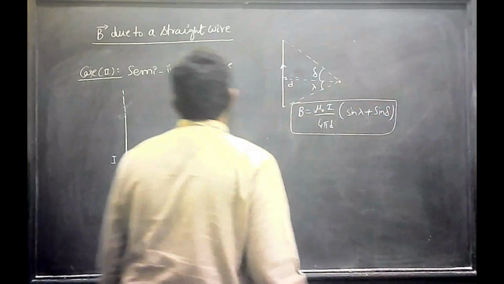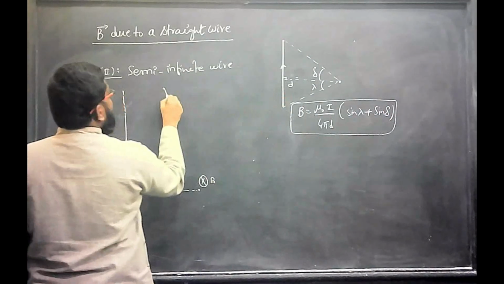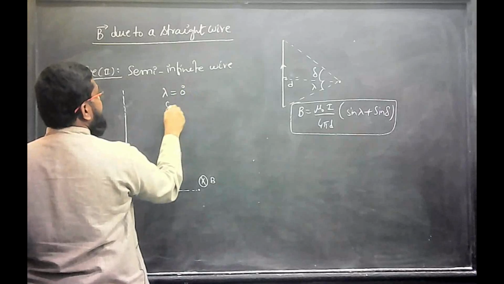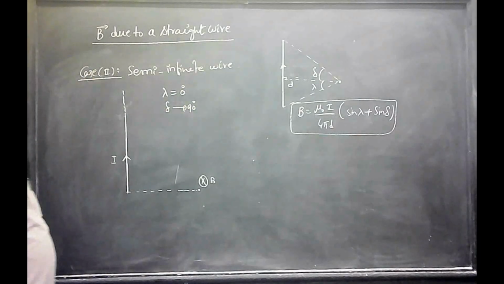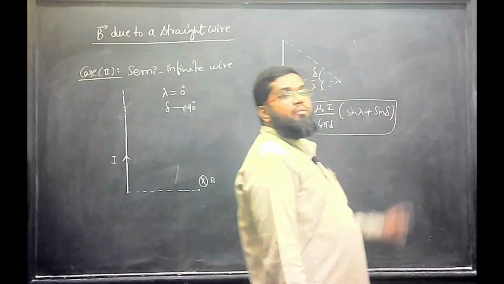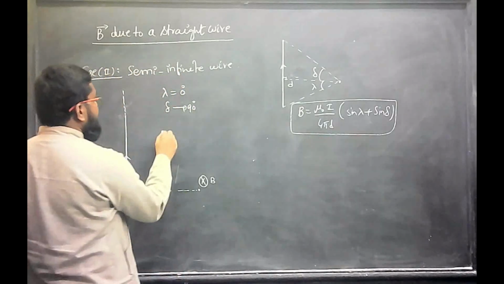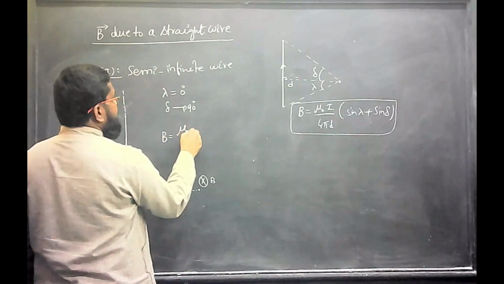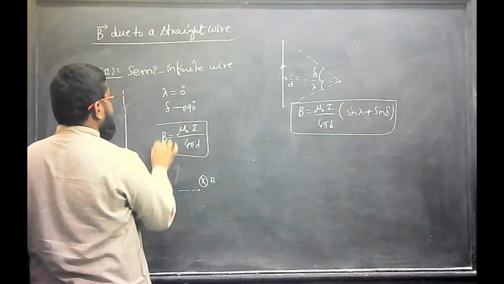Okay. So in this case what happens, this will become 0 degrees, then this tends to 90 degrees. When I substitute here, sin 0 will become 0, then sin 90 is 1. So then what the answer will be? So B is equal to mu naught I by 4 pi d for the semi infinite wire.